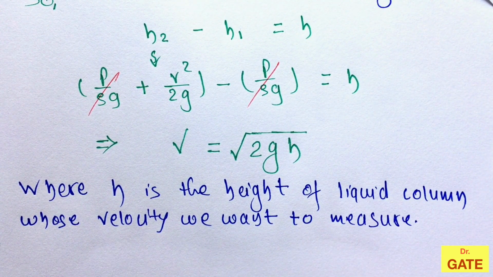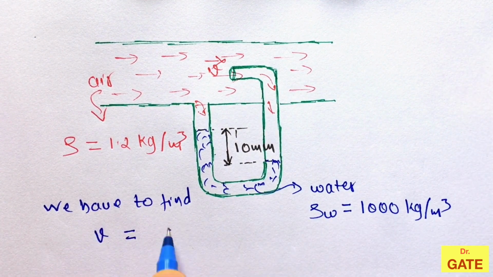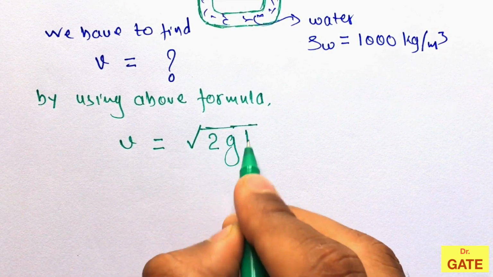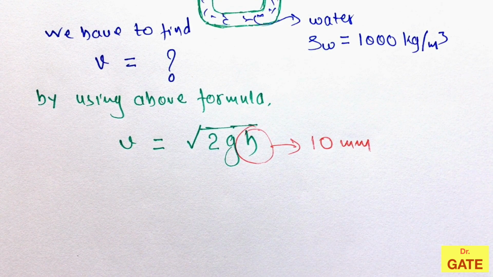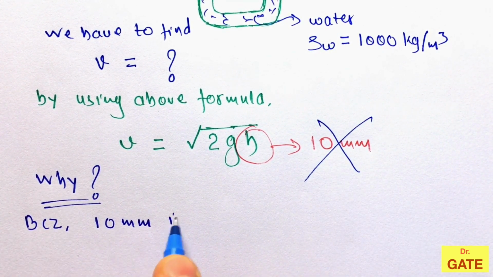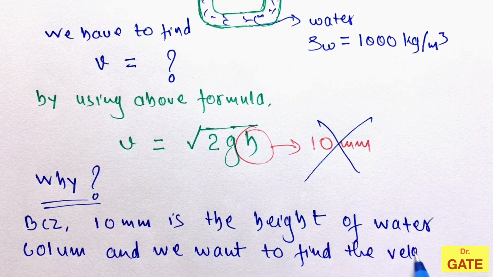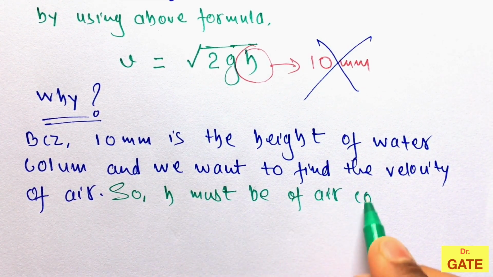Now come to the question. This type of arrangement is given and we have to find the flow velocity. By using the above formula, V is under root 2gh. If you think h is 10 mm, then my dear, you are absolutely wrong. Why? Because 10 mm is the height of the water column and we want to find the velocity of flow of air. So h must be of the air column.